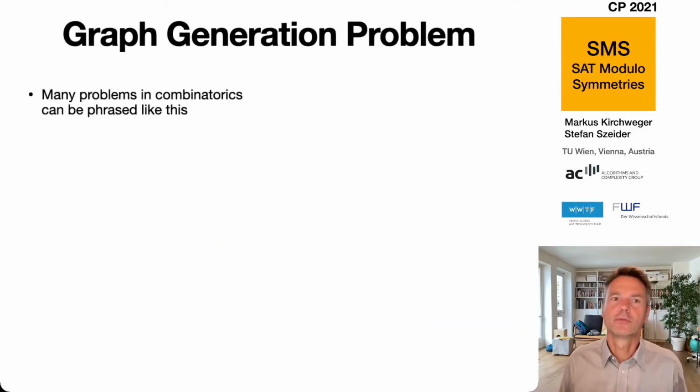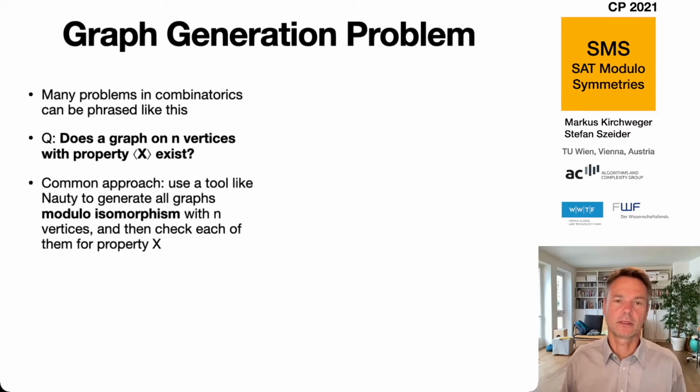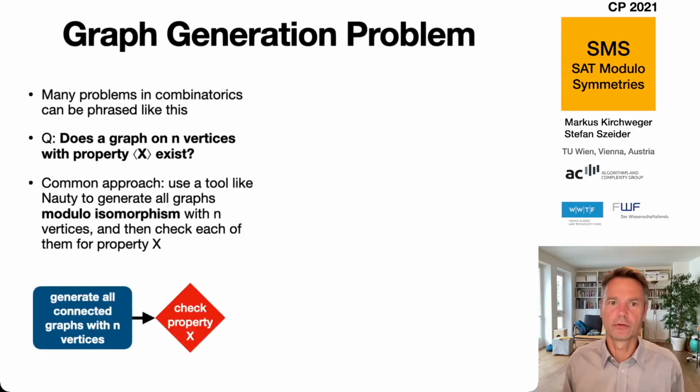Many problems in combinatorics can be phrased like this. Does a graph on n vertices exist with a certain property x? A common approach to solve this question is to use a tool like Nauty to generate all graphs modulo isomorphism and then check for property x. So it's a generate-and-test approach.